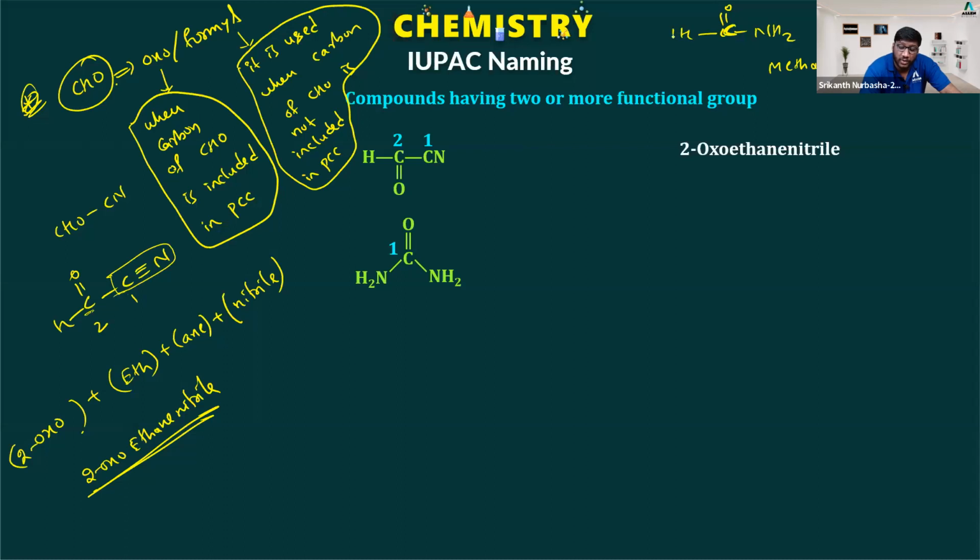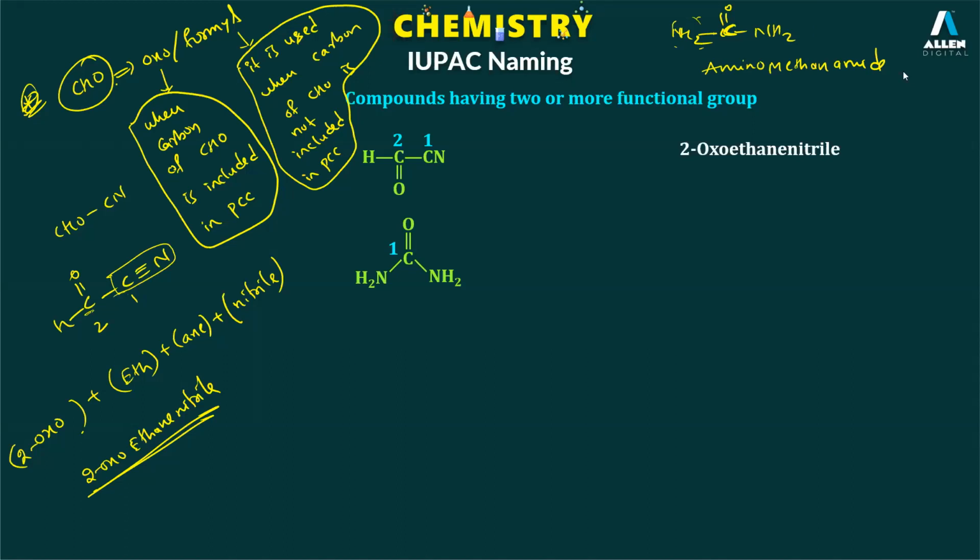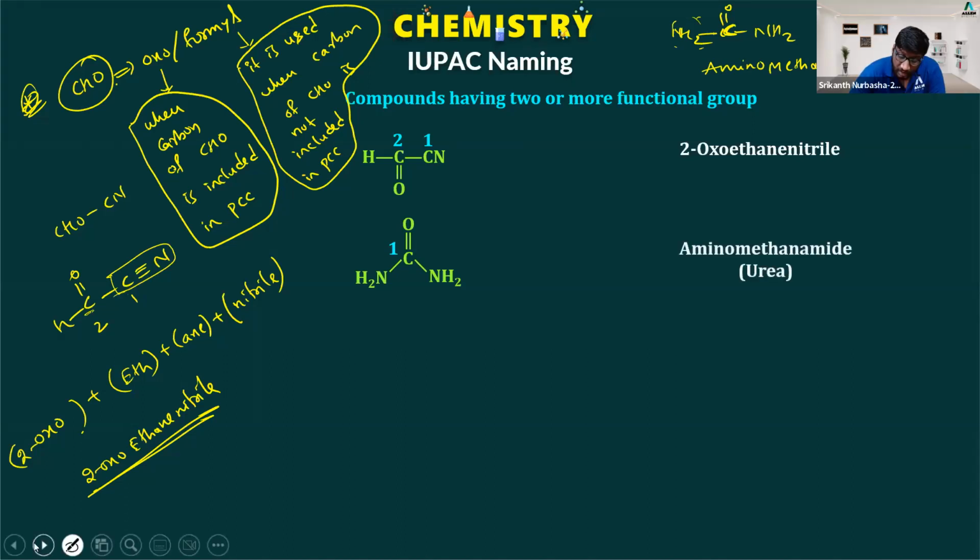I am replacing H with NH2. So it is methanamide only, but since hydrogen is replaced with NH2, this NH2 is now taken as a substituent. The C double bond NH2 is the principal functional group. So can I say only one carbon? So the substituent has to be on that carbon only. So amino, whenever NH2 is the substituent, you have to use amino methanamide. Can I write like this or not? Yes. So amino methanamide, that is going to be the name. It is also called urea.